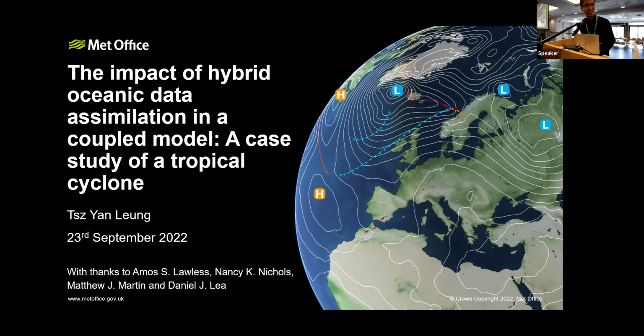So I appreciate that this is the last talk of the day, and indeed the last talk of the workshop, and I promise that it won't be too boring for you. There won't be too many equations. But, well, you can see there's quite a long title. So the talk will be about hybrid ocean DA in a coupled model and a tropical cyclone.